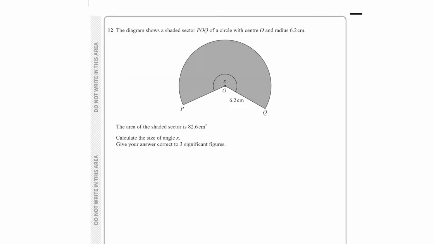Okay, question 12. The diagram shows a shaded sector POQ of a circle with centre O and radius 6.2. The area of the shaded sector is 82.6 centimeters squared. Calculate the size of an angle X. Okay, this is really straightforward as long as we've got the formula.